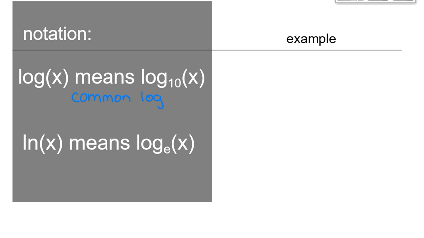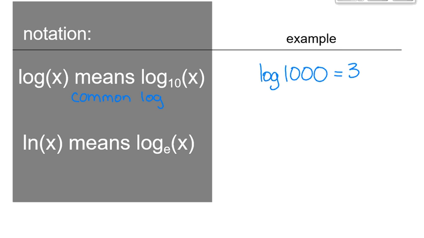So an example is if I see log of 1,000, I should think that it's saying log base 10 of 1,000. To figure that out, I ask myself, 10, the base here, invisible 10, 10 raised to what power would give me 1,000? It would have to be the third power. So 10 to the third power is 1,000.